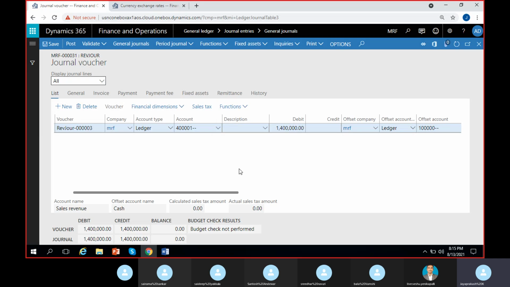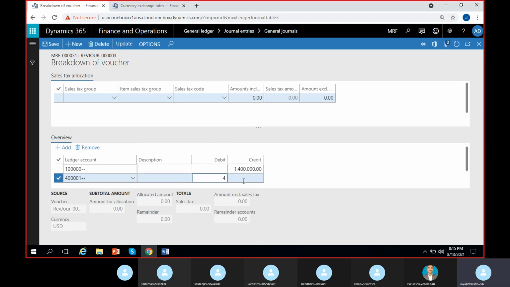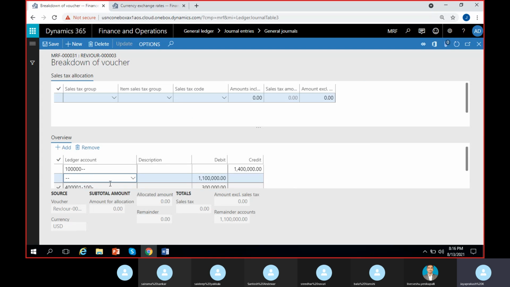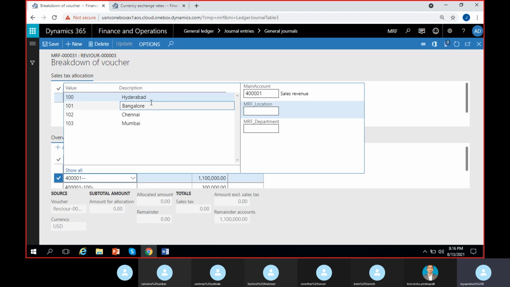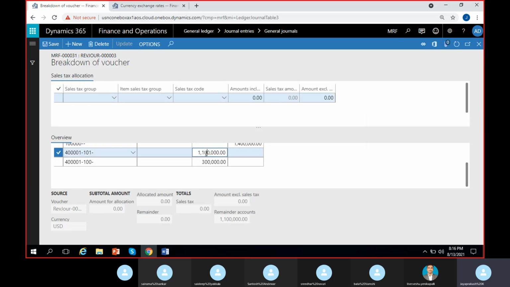Go to the breakdown of voucher. Reduce this amount to 3 lakhs for the Hyderabad location. So Hyderabad location is 3 lakhs. Add another line with the same sales revenue account that we have created, this time for the Bangalore location. For Bangalore, it is only 5 lakhs.